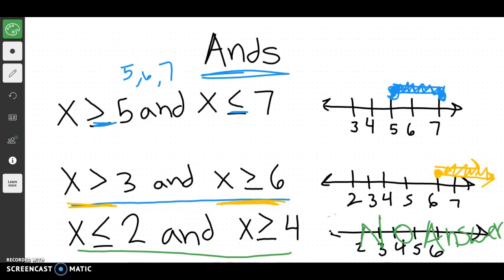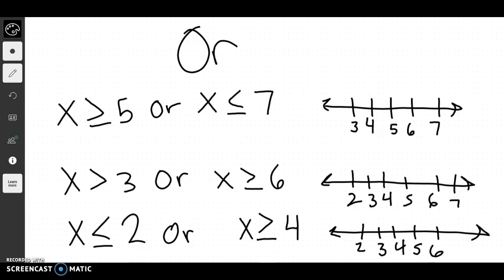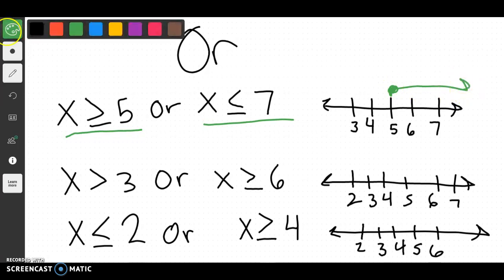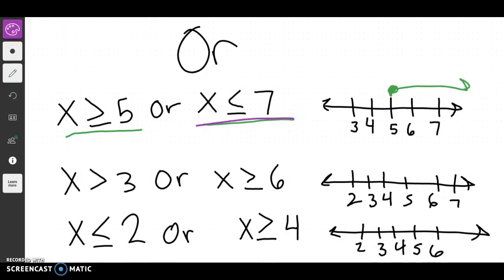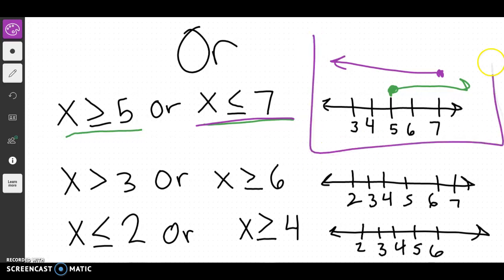Let's try some or statements. Now again, I took the same ones and now we're going to make them or statements. As I said before, or just has to be one to be true. So we don't have to worry about both being true. So we need numbers that are greater than or equal to 5 or less than 7. Well, that'd be again a solid dot, and this would be going this way. This one would be a solid dot, and it'd be going this way. And this is our answer.